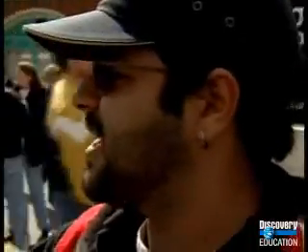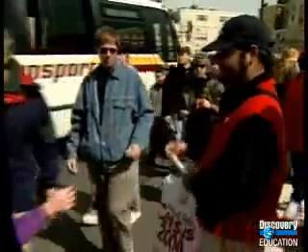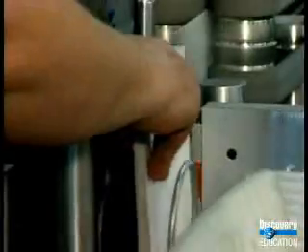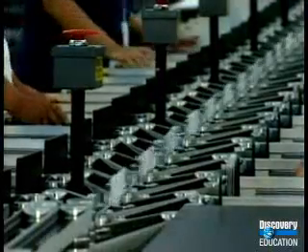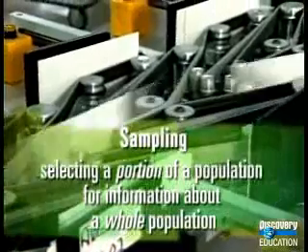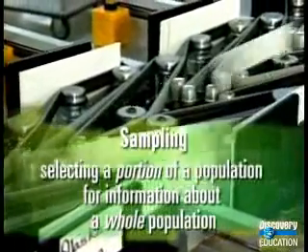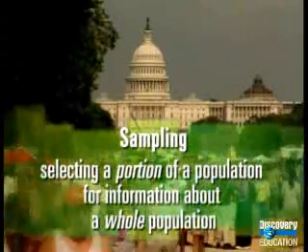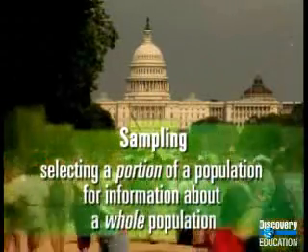But the government also wants more detailed information, including information about how many people are employed, how Americans spend their money, and how many children and adults attend school. So 1 in every 6 households is sent a detailed questionnaire. This is an example of sampling, selecting a portion of the population to determine information about the whole population. The statistics generated from the sample are interpreted as reflecting the entire U.S. population.